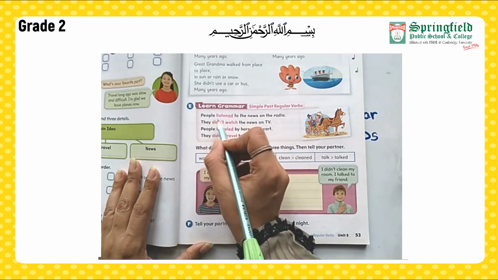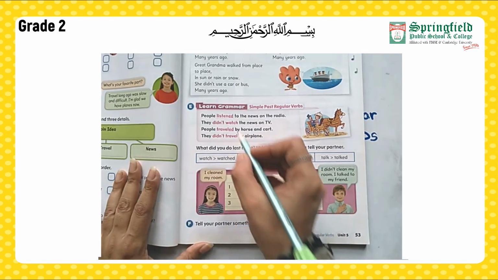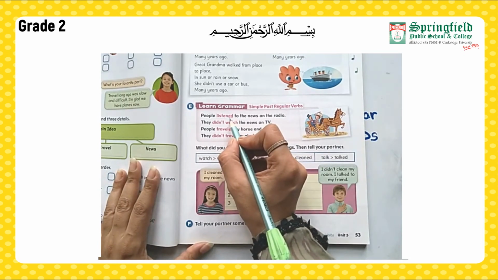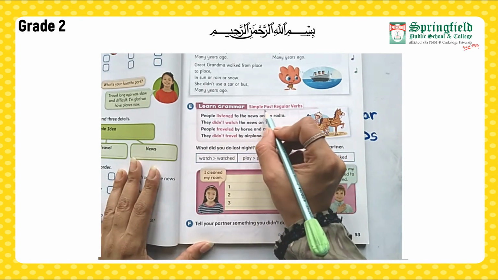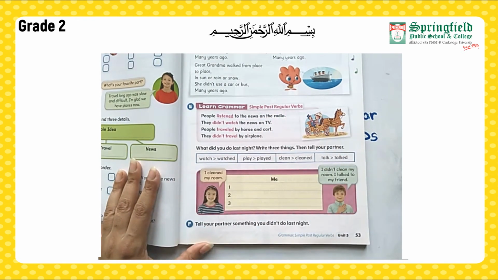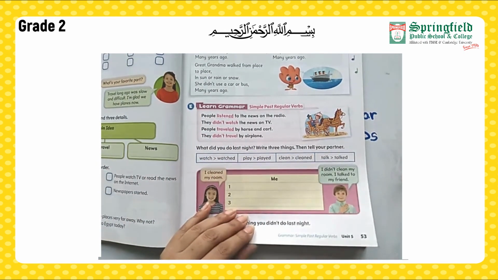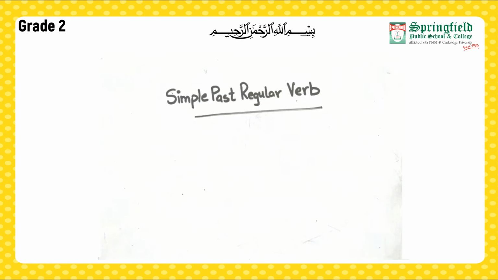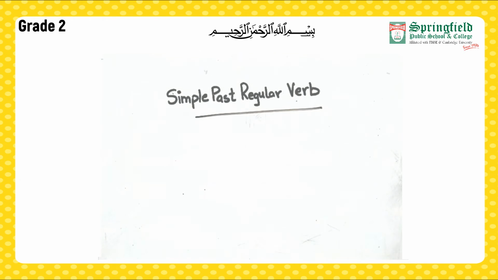So this is the verb listen. By adding ed, you can see they have underlined the letters E and D. It has become the past regular verb. Do you see that? Yes, very good. Okay, I hope you have understood what is simple past regular verb and how you understand it.